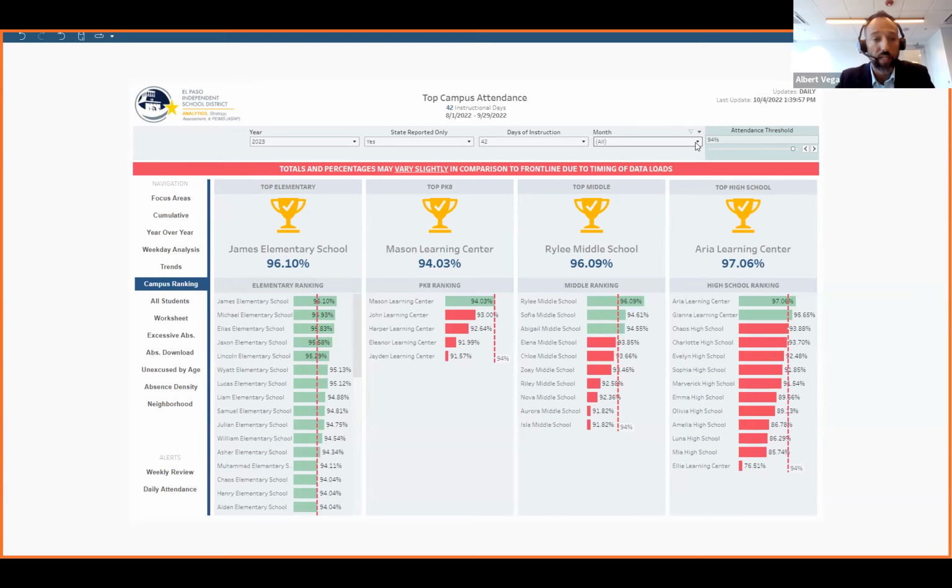We are loading a lot of data daily, nightly, like Ruby had mentioned before. We're developing dashboards from the superintendent level down to the teacher level. So you can imagine how much data is being loaded on a nightly or even hourly basis, depending on the dashboard. It's just homegrown, and that's how we load all of our information.